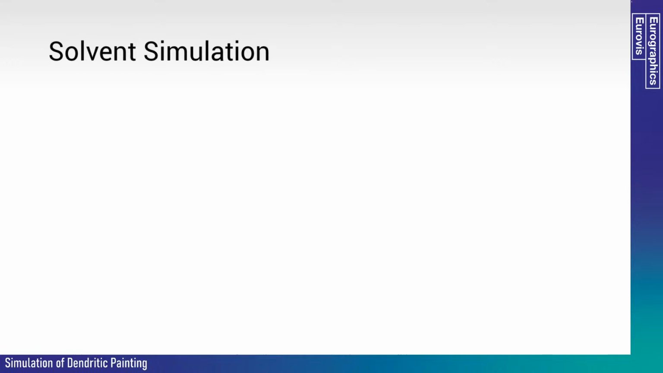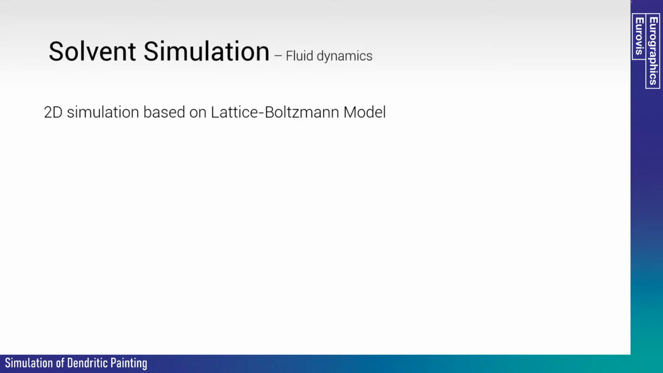Now, let's focus on the solvent layer. This layer is what truly carves the pattern, but we also need to model its fluid dynamic behavior. This layer is a 2D fluid simulation based on the Lattice-Boltzmann model. We have chosen this approach due to the fact that it has been used with success in other painting applications and due to its simplicity.